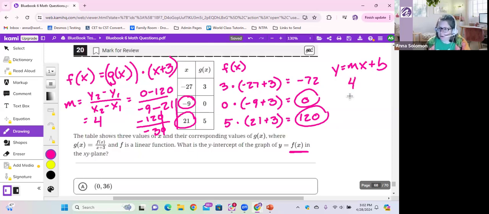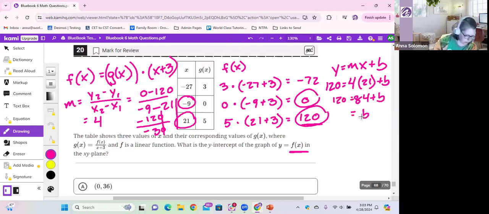Then we can pick some points to plug in. We know m is 4, and let's pick the positive points for x and y because that's what I prefer. So we use the 120, which equals 4 times x, and the x was 21, plus b, and b is the y-intercept. Once we solve this, we'll be done. 4 times 21 is 84 plus b equals 120, and then b equals 120 minus 84, which is 36.